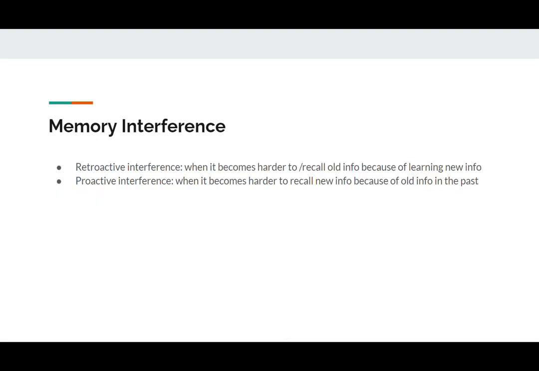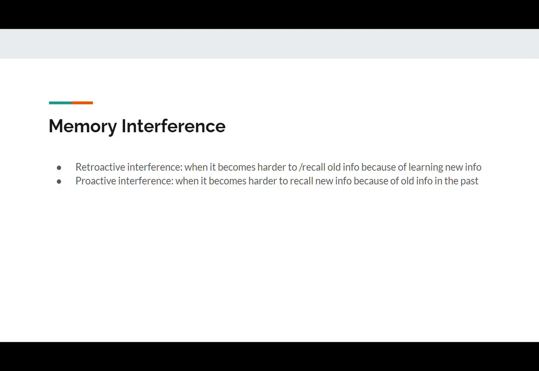Here are some terms for memory interference. Sometimes you may forget something because another piece of information gets in the way. The first interference is retroactive interference. This is when it becomes harder to recall old information because of learning new information. An example of this is switching your password from Psych2020 to Psych2021, and then not being able to recall your old password. This is when new information blocks old.